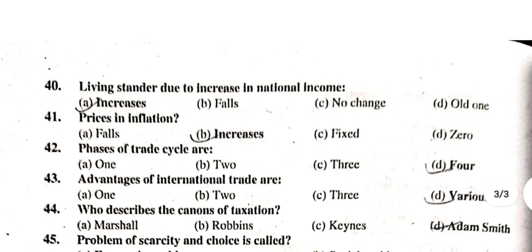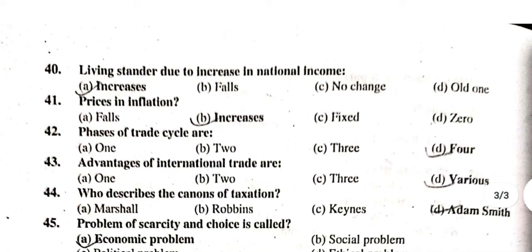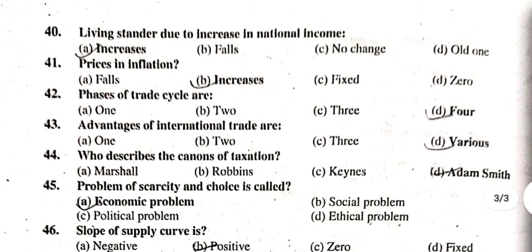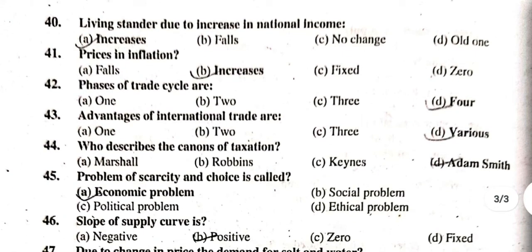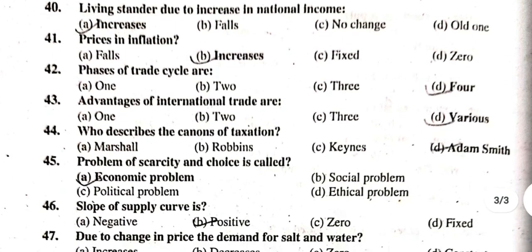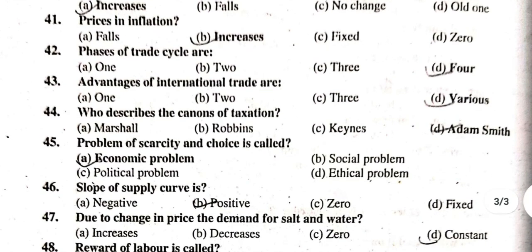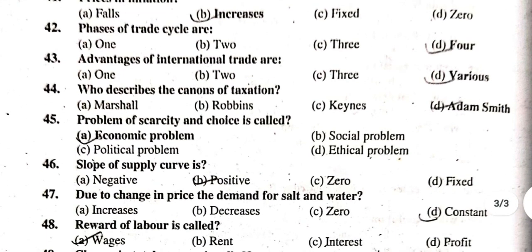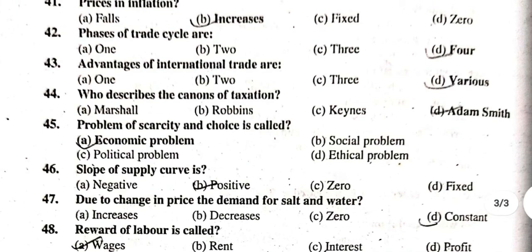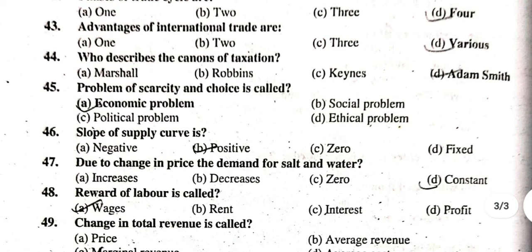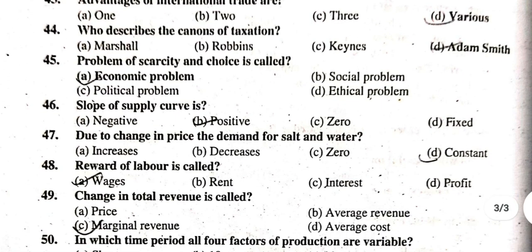45. Problem of scarcity and choice is called economic problem. 46. Slope of supply curve is positive. 47. Due to change in price, the demand of salt and water will be constant. 48. Reward of labor is called wages. 49. Change in total revenue is called marginal revenue.